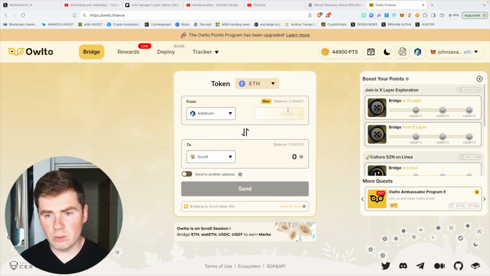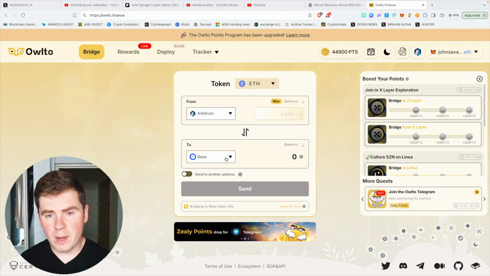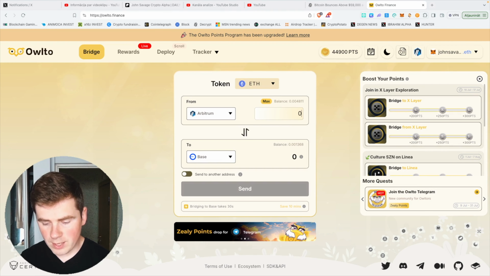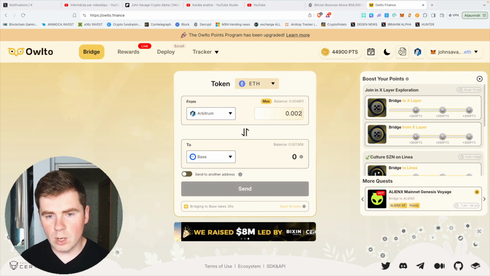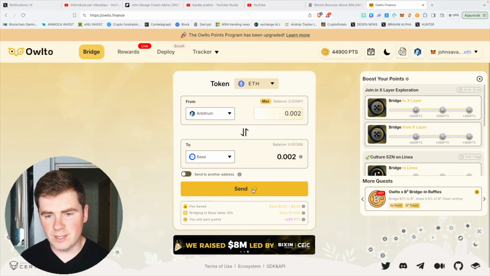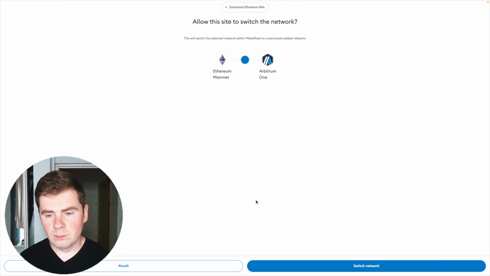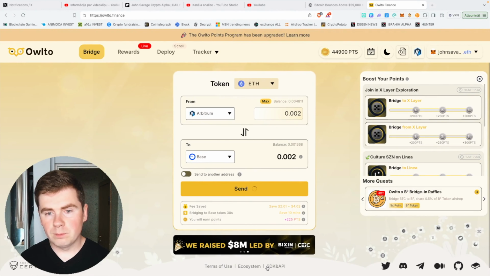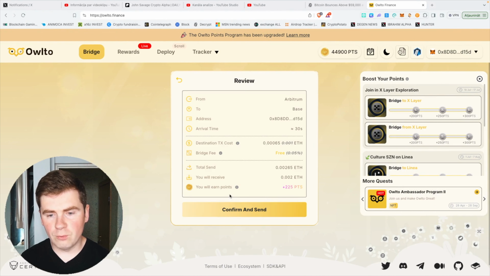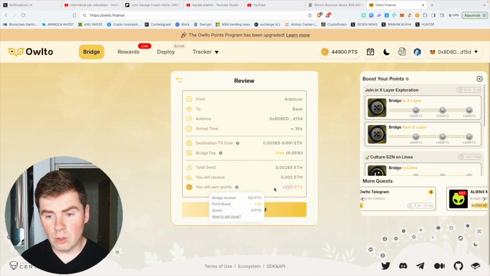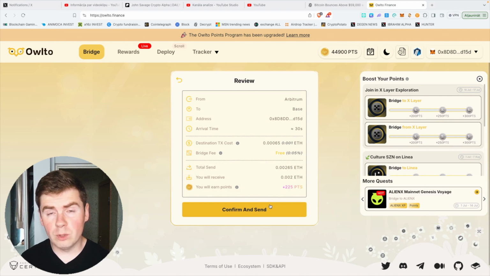For example, I have 0.04 Ethereum on Arbitrum in my wallet, and I want to send it to the Base network. I will just enter 0.02 and press send. Switch to Arbitrum 1. And here you can see confirm and send. It will take around 30 seconds. The bridge fee is free, and I will earn 225 points, which will go to my airdrop points.